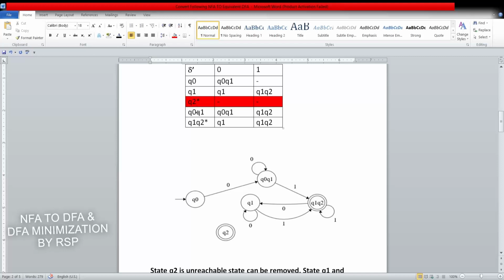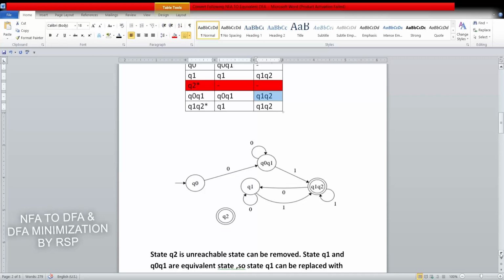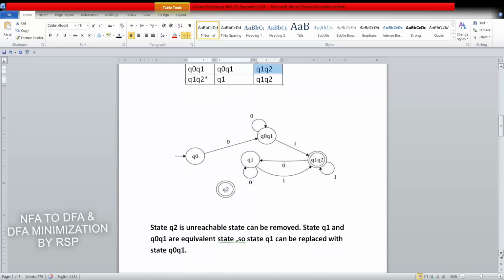Second, you can find Q1 and the other state, Q0 Q1. These two states are equivalent. How? Because Q1 and Q0 Q1 on input symbol 0 have a self loop, meaning they go to the same state, and on input 1 they go to the next state which is Q1 Q2, and here also it is Q1 Q2, right? So we can say Q1 and Q0 Q1 are equivalent states. So we can remove one of the states from this DFA. So state Q1 can be replaced with the state Q0 Q1.